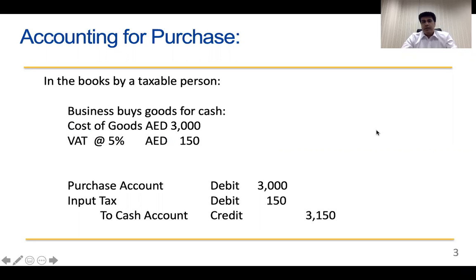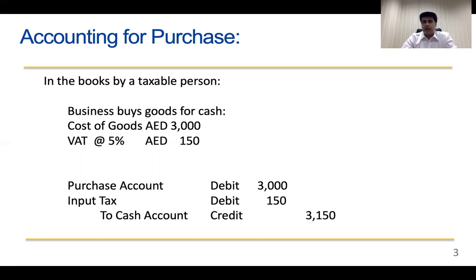Generally, let's brush up our accounting skills with a simple purchase of goods, where a taxable person is buying some goods. Maybe I'm using an example where the cost of goods is 3,000. As we know, UAE has a VAT of 5%. Hence, 150 dirhams becomes the VAT applicable on the goods.